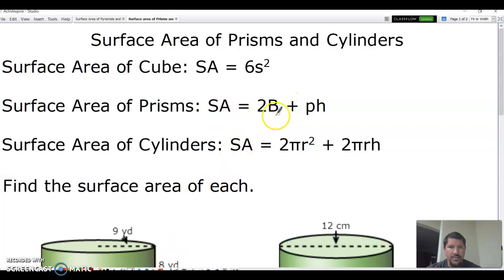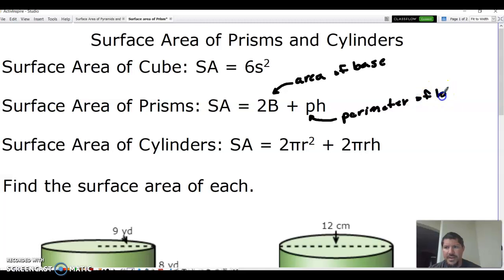Let me go over that real quick. Big B is area of base plus the perimeter of the base times the height. Surface area of a cylinder is 2 pi r squared, or 2 times the area of the base, plus 2 pi rh, or the circumference or perimeter of the base times the height.